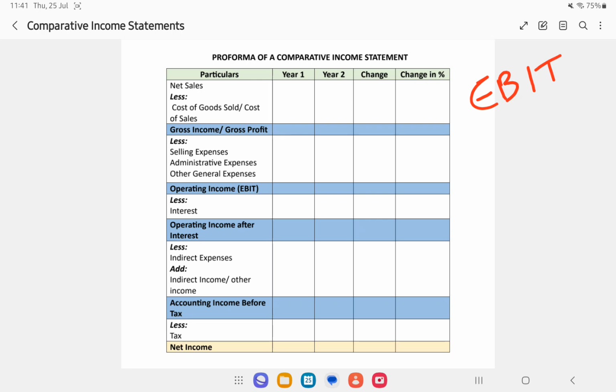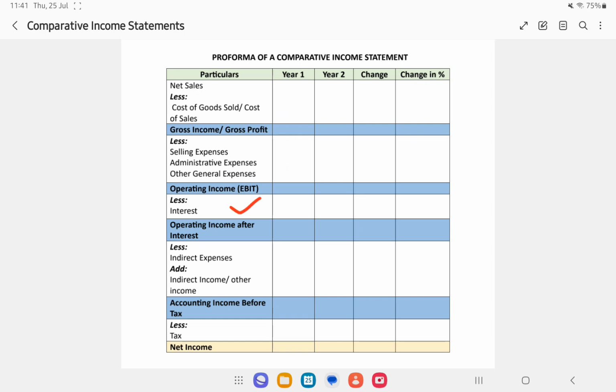That means after doing all these deductions, we have just two major things to be deducted from here. That is interest and tax. So the interest we pay and the income tax we have to pay will be deducted after this. So this profit is called operating income or EBIT. Hope that is clear to you. From operating income we will deduct interest and tax.